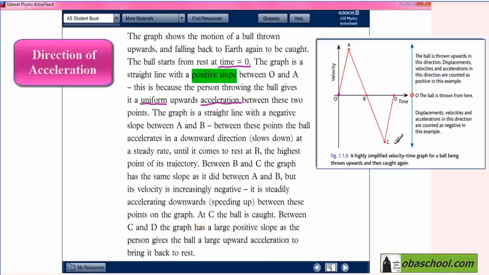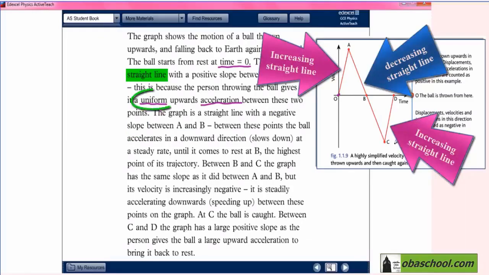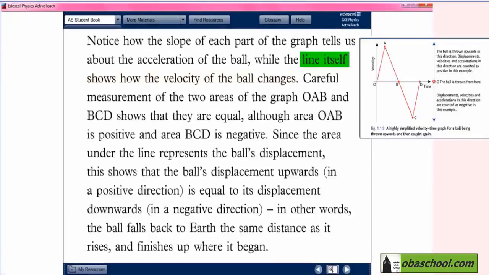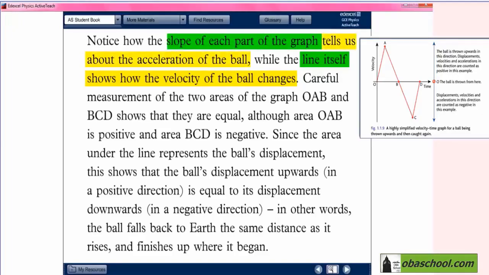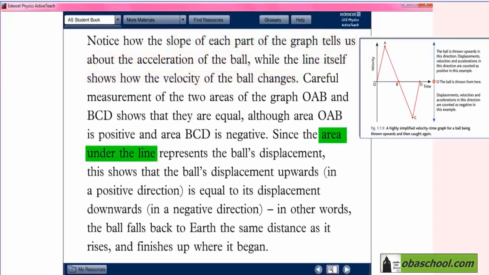The direction of acceleration in the first part, we can see that it is upward acceleration. It has a positive slope, and between A and B, we have a negative slope, which means it's accelerating downwards. So the first part is an increasing straight line. Now notice how the slope of each part of the graph tells us about the acceleration of the ball, while the line itself shows us how the velocity of the ball changes.